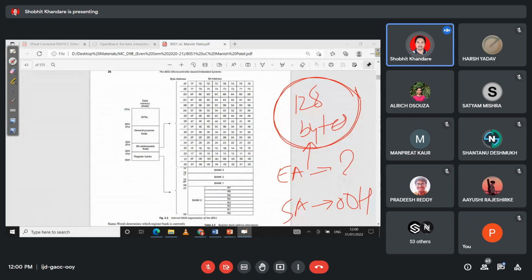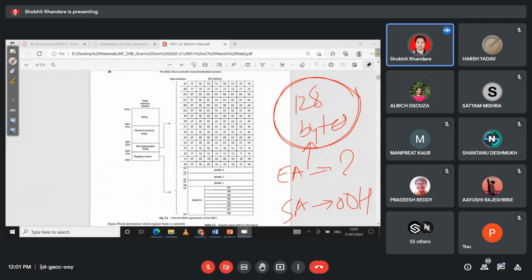7FH. Yes? 7FH. How do you get 7FH? So 8 into 16. 8 into 16. 0 to 16 happens, so from 0 it is 0F. Then from 10 to 1F. Like this. Very good. 8 times, so 8 into 16.